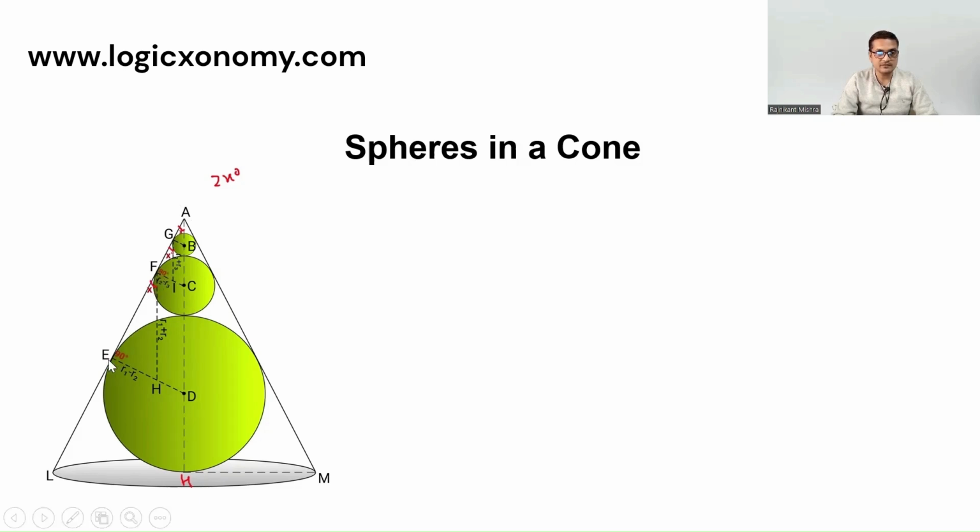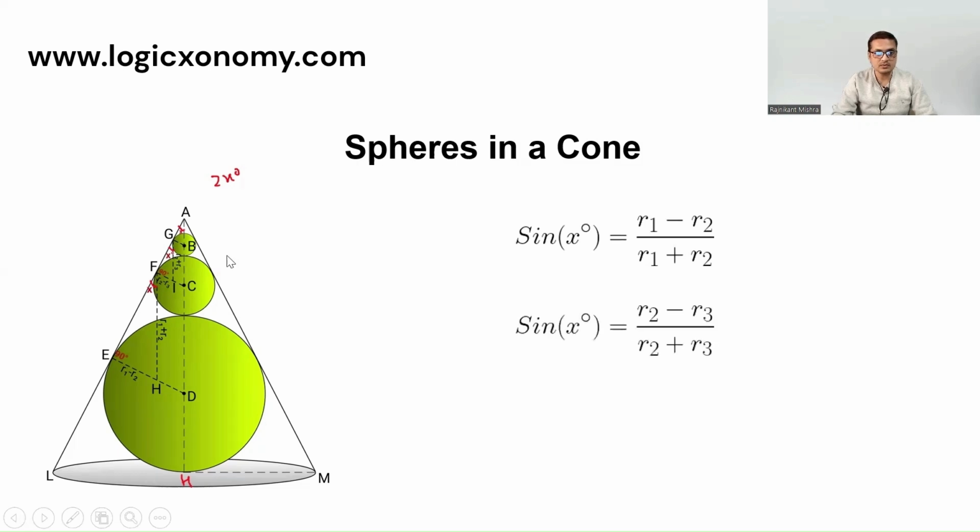Now in right angle triangle FEH, E is equal to 90 degrees. So sin x is equal to perpendicular by hypotenuse. So sin x is equal to R1 minus R2 by R1 plus R2, meaning EH by FH. Similarly, in right angle triangle GFI, sin x is equal to FI by GF, which is equal to R2 minus R3 by R2 plus R3. Now compare both equations. R1 minus R2 by R1 plus R2 is equal to R2 minus R3 by R2 plus R3.